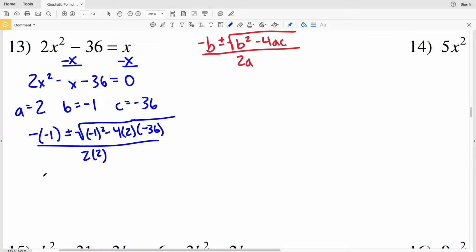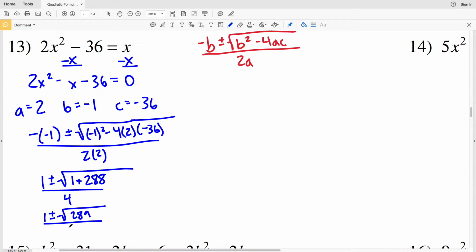The opposite of negative 1 is a positive 1, and then we're adding or subtracting negative 1 squared, which is 1, minus 4 times a times c. 4 times 2 times negative 36 is negative 288. However, subtracting a negative is the same as adding a positive, so this is the same as adding a positive 288, and that's all over 2 times 2, which is 4. So we'll have 1 plus or minus the square root of 289, 1 plus 288, all over 4, which is 1 plus or minus 17, since the square root of 289 equals 17, divided by 4.